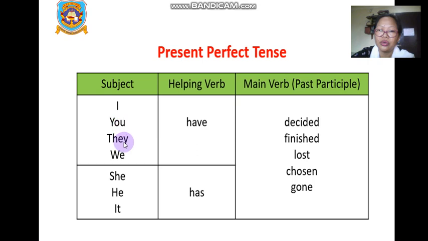All right, now present perfect tense, simple. Subject is I, you, they, we. Helping verb is have. And this is the first person and second person. She, he, it is the third person. With the third person you will use has. With the first and second person you will use have. And the main verb would be the past participle. Verb has three forms. And with present perfect tense, you will always use the past participle, the third form of the verb.